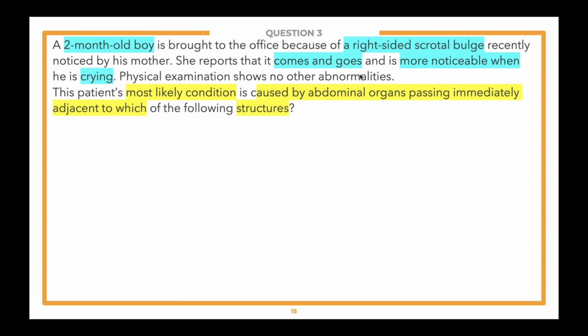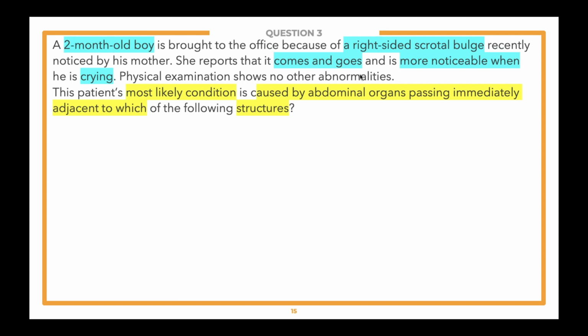Now this is a little bit of a clinical question, and a lot of times with these clinical questions, they'll tell you, why is this patient coming to the hospital? Why are they seeing a doctor? In this case, it's because of a right-sided scrotal bulge. So you want to make note of that presenting sign and symptom. And a lot of times in these questions, they'll tell you how long it has been going on for, a few months, a few years, a few minutes. And that gives you a sense as to whether this is an acute issue or a chronic issue.